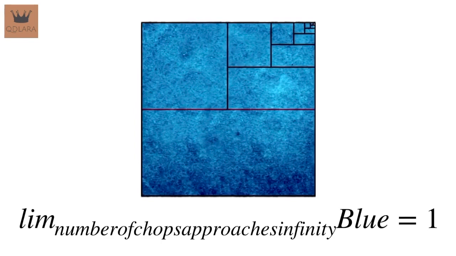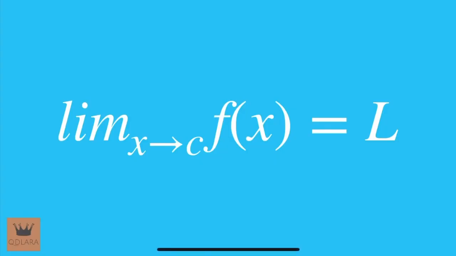So we can write it like this. If we let the blue area be f of x, the number of chops be x, and the answer be L, then we can write the limit of f of x as x approaches c equals L. This can be read as: the limit of f of x as x approaches c is L, where c is a constant and L is a unique real value that f of x will approach as x approaches c.